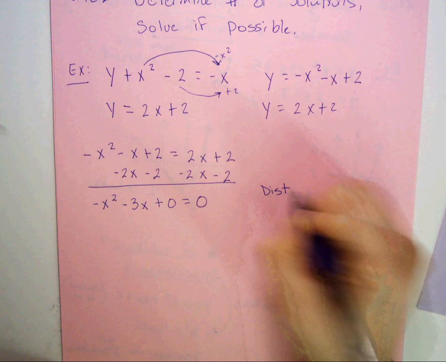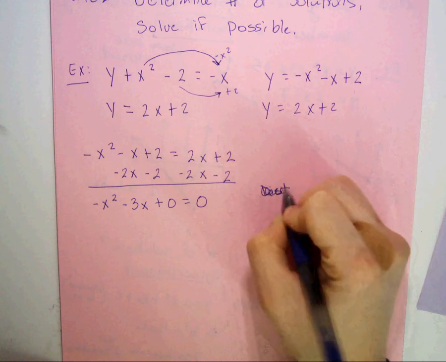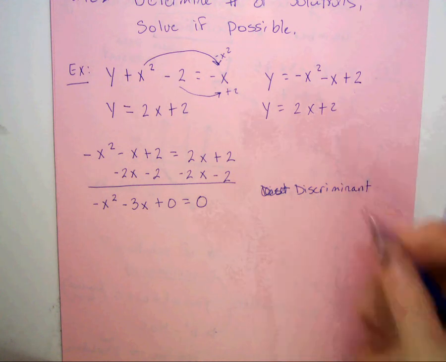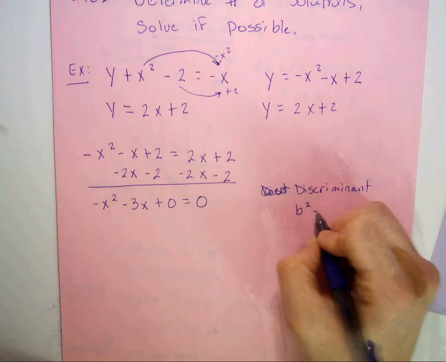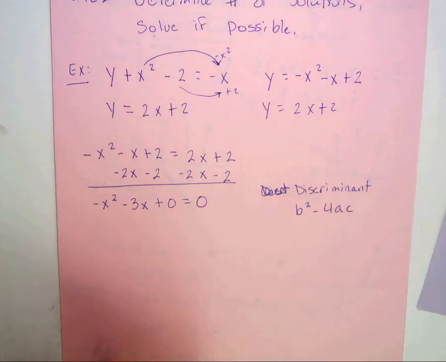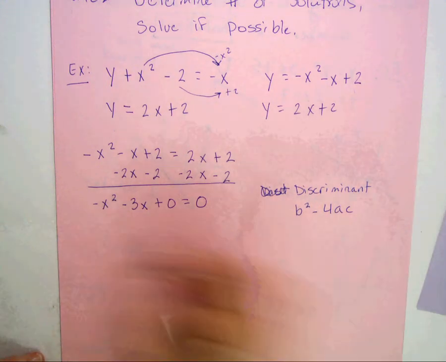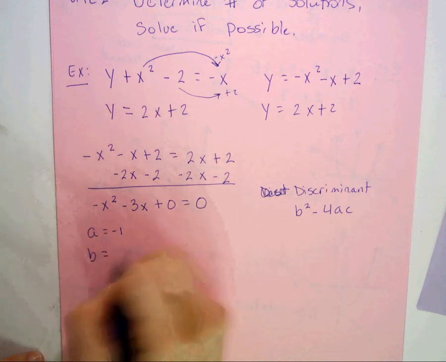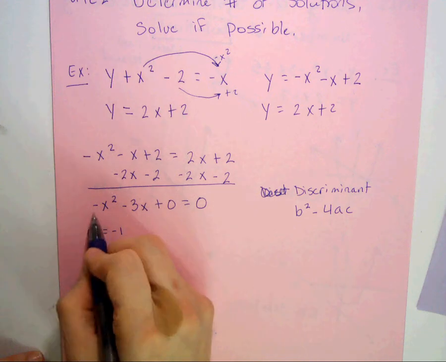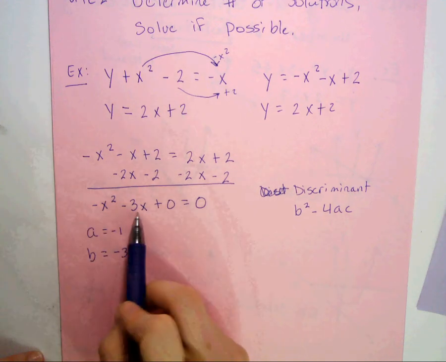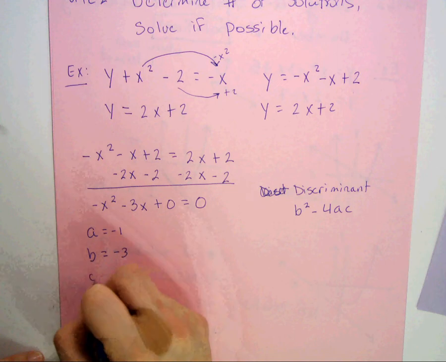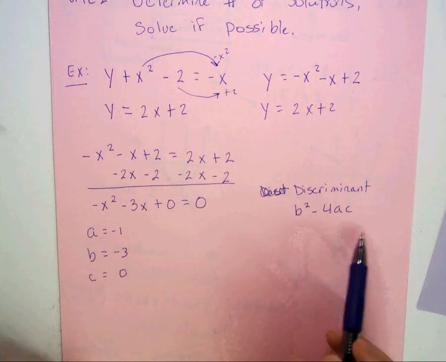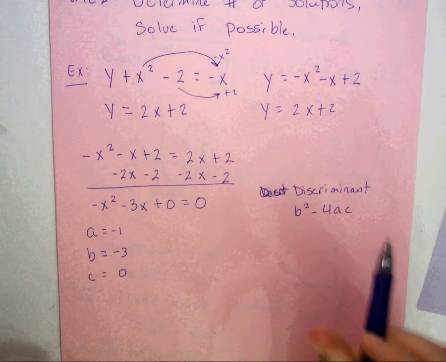For that we're going to now use, not the determinant, the discriminant, to determine how many solutions we have. So remember that's b squared minus 4ac. And so what are my a, my b, and my c? My a in this case is negative 1. My b is negative 3, right? A is the number in front of x squared. B is the number in front of x. And c is the number chilling all by itself. So in this case, 0.